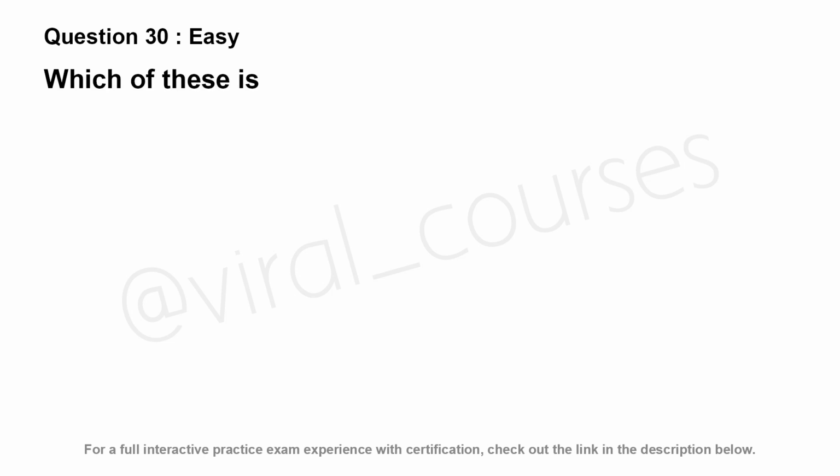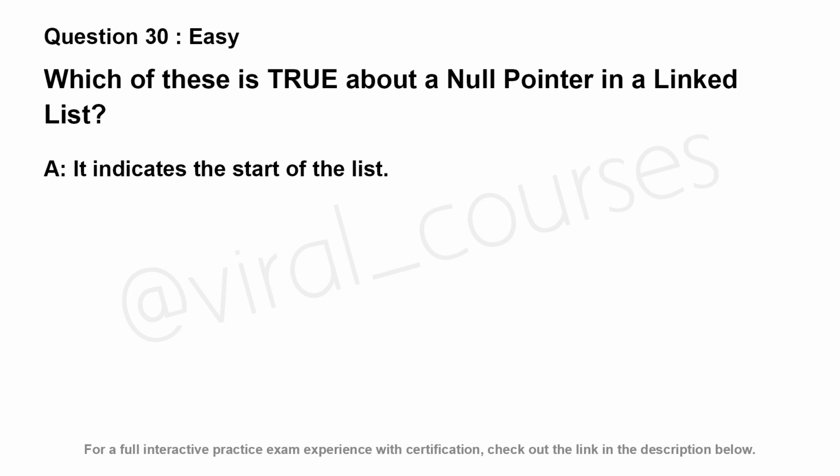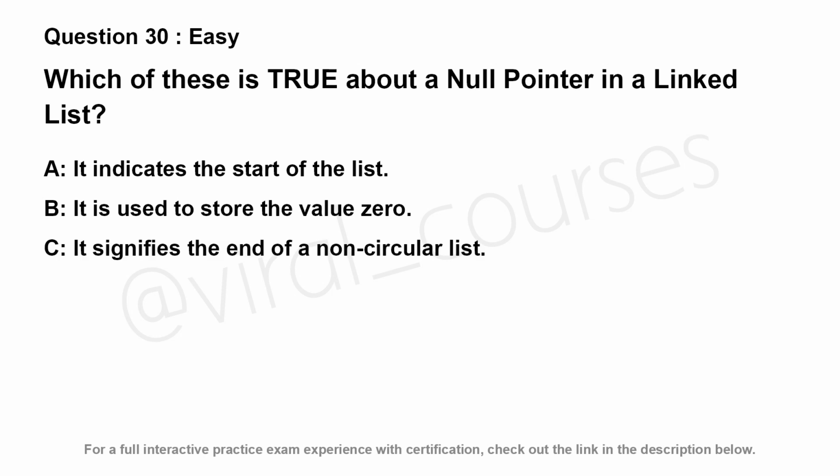Which of these is true about a null pointer in a linked list? Option A. It indicates the start of the list. Option B. It is used to store the value 0. Option C. It signifies the end of a non-circular list. Option D. It is only used in doubly linked lists.